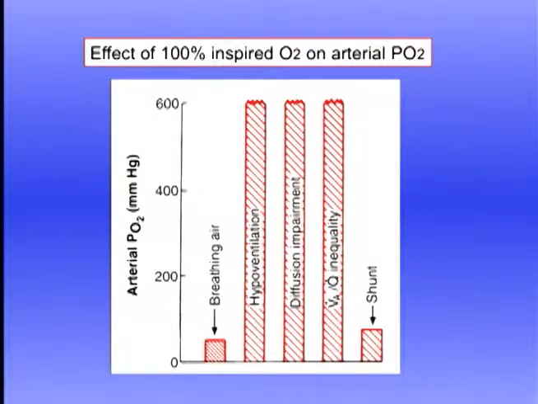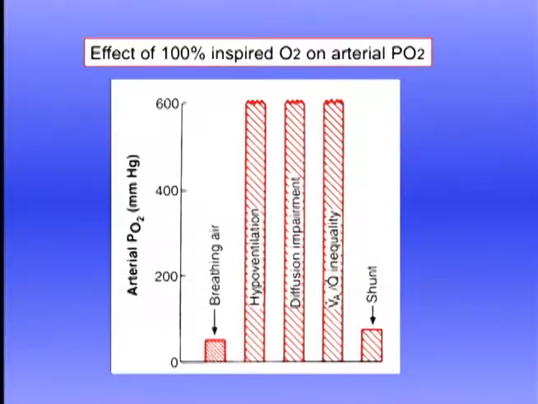Now, what about diffusion impairment? It's the second cause of hypoxemia. Well, with diffusion impairment, there is certainly a slowed oxygen movement across the thickened blood gas barrier, for example, in diffuse interstitial pulmonary fibrosis. But if you give a high concentration of oxygen, you can easily overcome that barrier. And so typically in diffusion impairment, you can raise the arterial PO2 to very high values by giving a high concentration of oxygen. What about ventilation perfusion inequality?